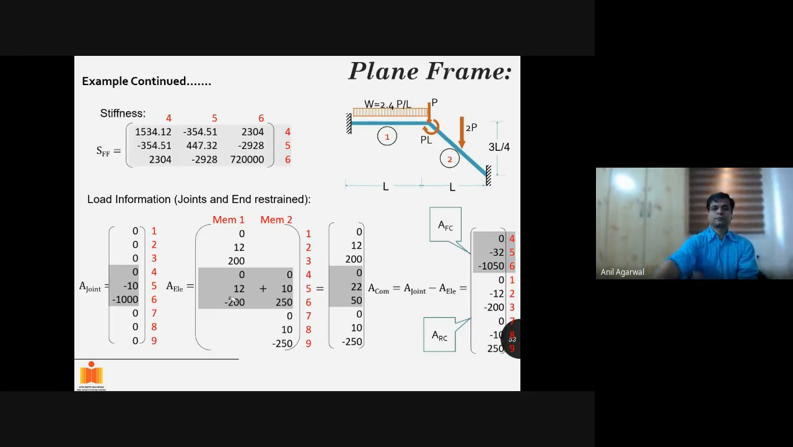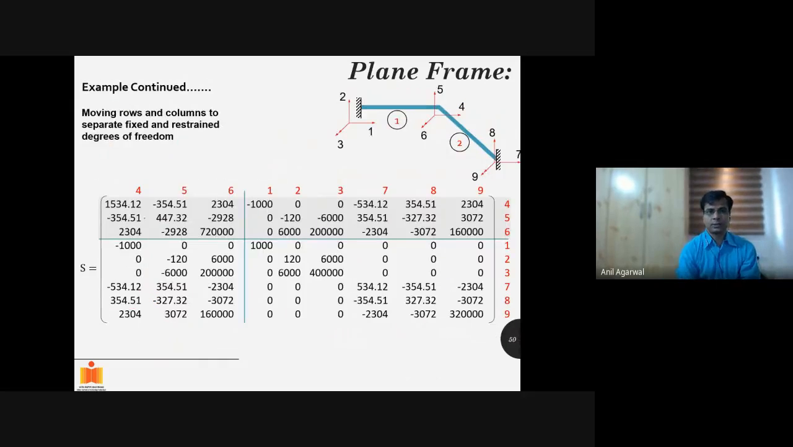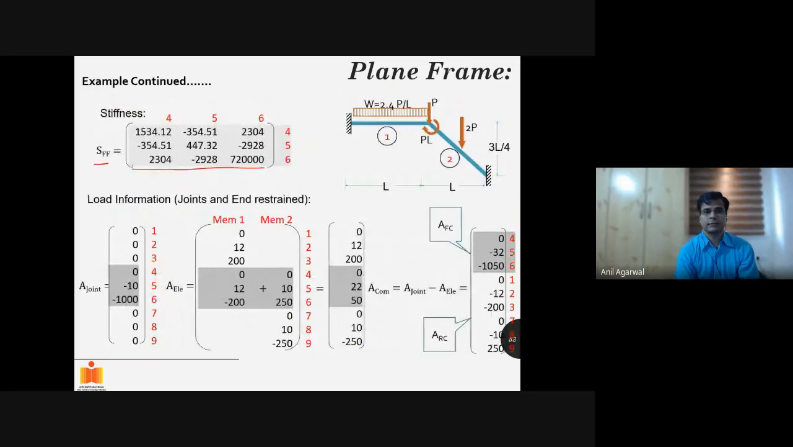Okay. All right. So we had developed our S matrix. From the S matrix, I can take SFF matrix that was the 3 by 3 submatrix. This is the SFF matrix. I can take it apart, take it separately. That is that SFF matrix, 3 by 3. Then I've got my A vector. I had got a joint vector and an element vector, which is basically an AFEM vector. And that is a combination of member 1 and member 2 in the global coordinate system.